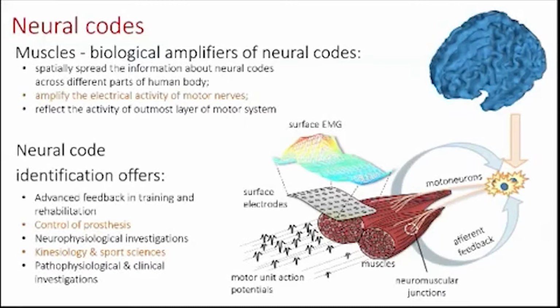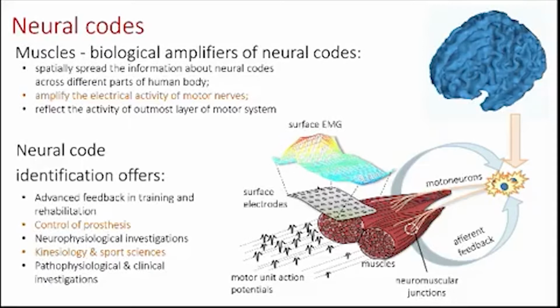The muscles can be seen as biological amplifiers of the neural codes. They spread these codes across the human body, and they amplify them to the extent that they can be measured on the surface of the skin. If you can see, probably not due to the sharing, these are the arrays with which we measure the electrical activity on the surface of the skin, completely non-invasively.